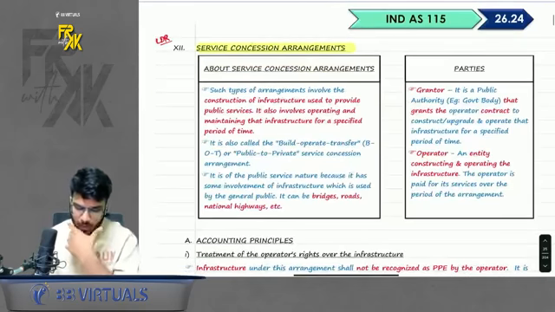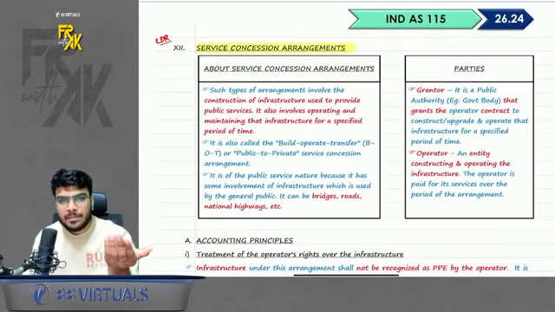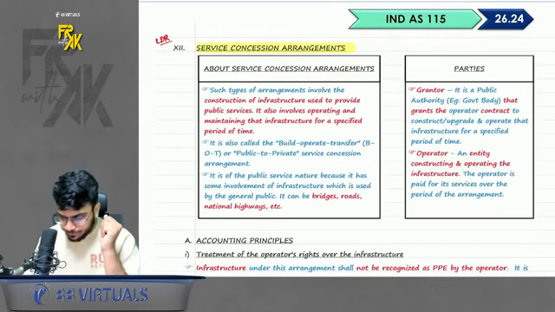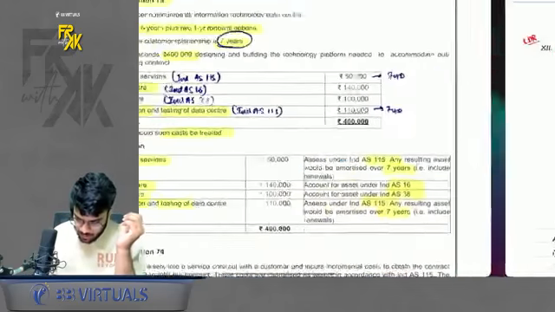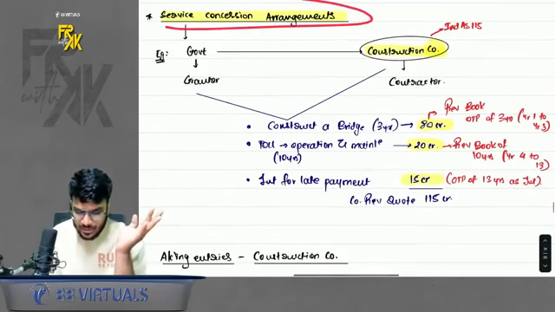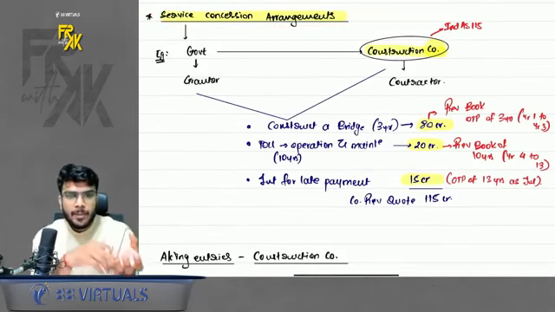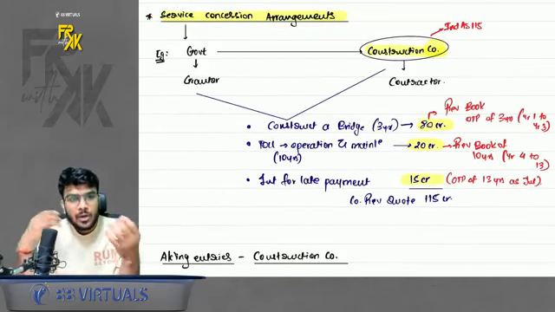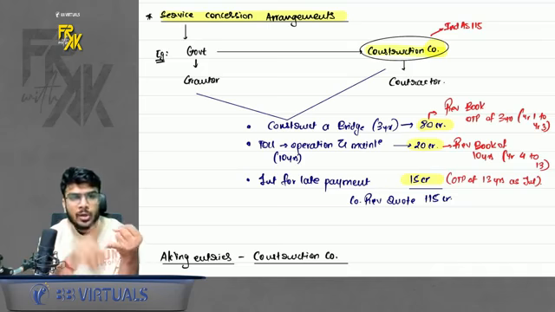Okay. Then the next concept here is service concession arrangement. Now what is the meaning, what is there in this point? Please have a look here. So I have made you write everything in the notebook. A service concession arrangement is basically where a government hires a construction company to build public utilities like tolls, bridges, national highways, etc.